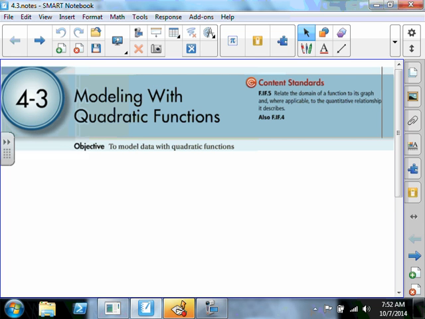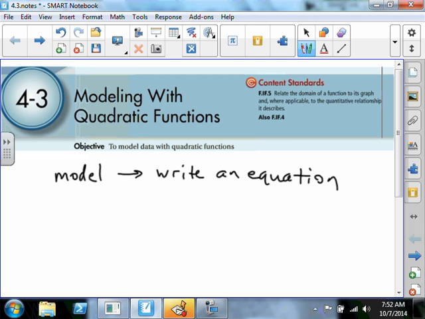Anyway, when we say model in algebra class, what you've got to realize is that model in this context really means it's telling us to write an equation. So in algebra class, when the directions ask you to model, all they're really saying is, we're going to write an equation, okay?